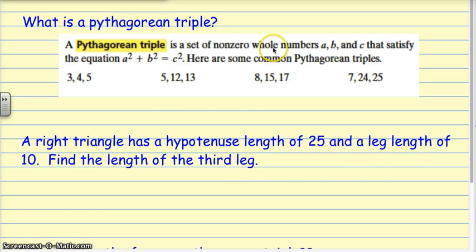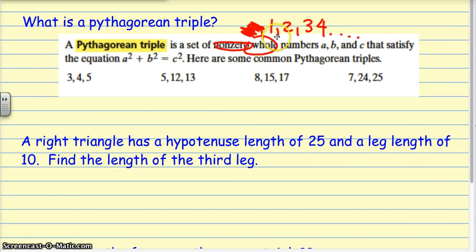Some words in here. Whole. Whole numbers are 0, 1, 2, 3, 4. No decimals, no fractions, no negatives. So the fact that it says non-zero whole numbers means that it's just excluding 0. So these are really your counting numbers.